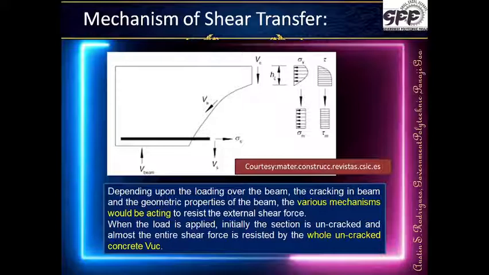Now we have to understand that, depending upon the loading on the beam, the cracking in the beam and the geometric properties of the beam, at any point of time different mechanisms may be acting to resist the external shear force. It could be only V_uc, that is the resistance of the uncracked concrete, or part of the shear resistance from the stirrups, part from aggregate interlock, part from the dowel action.